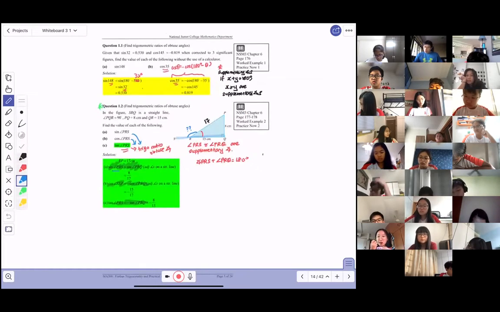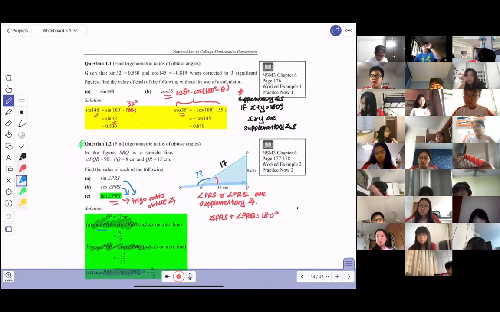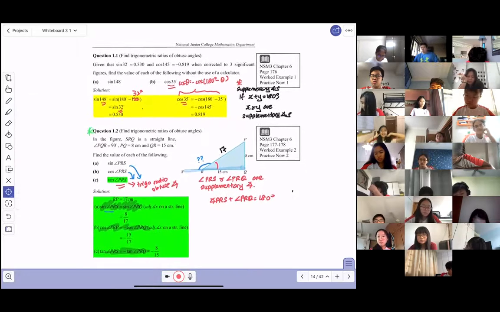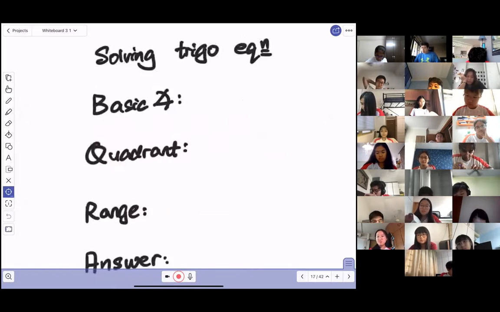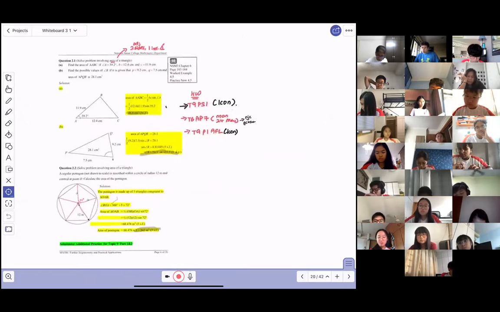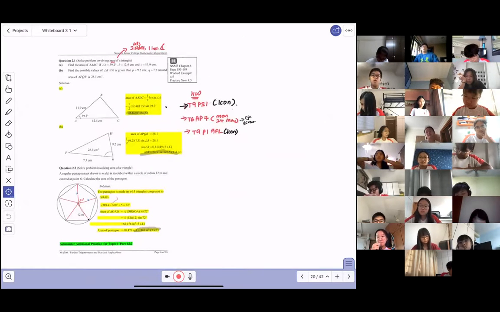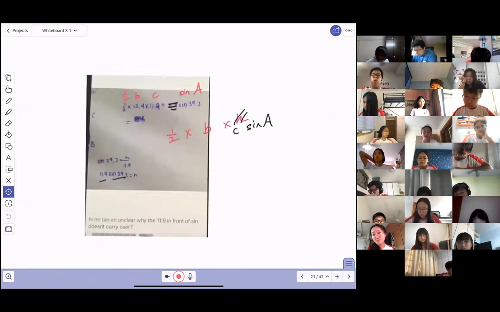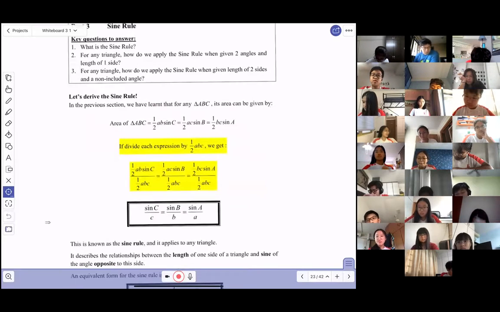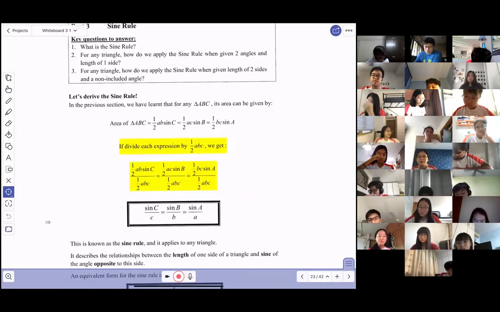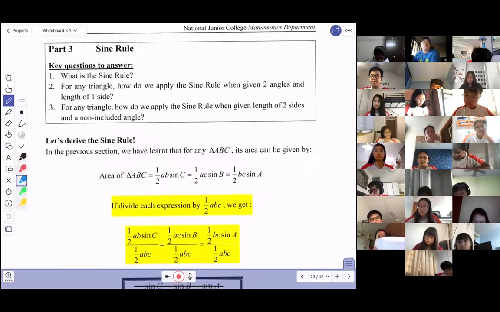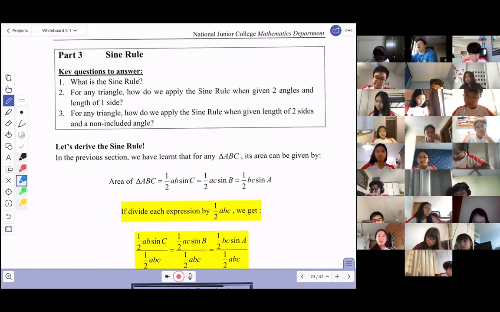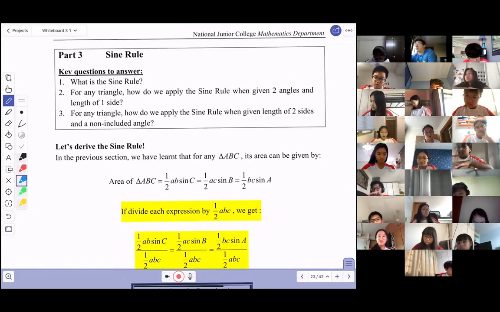Then after that, we did 1.1, 1.2. You can see how in 1.1.2, they test on the Trigo ratios of obtuse angles. Then we are up to here already. Okay, so today we'll be starting on sine rule. We are looking at part 3. Just make sure you all are with me.